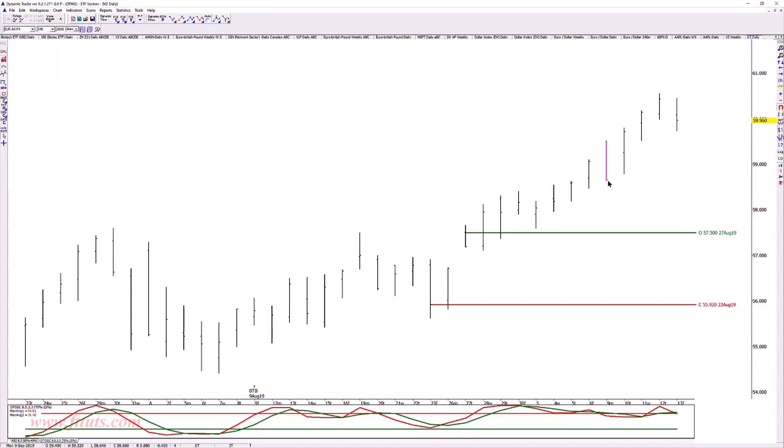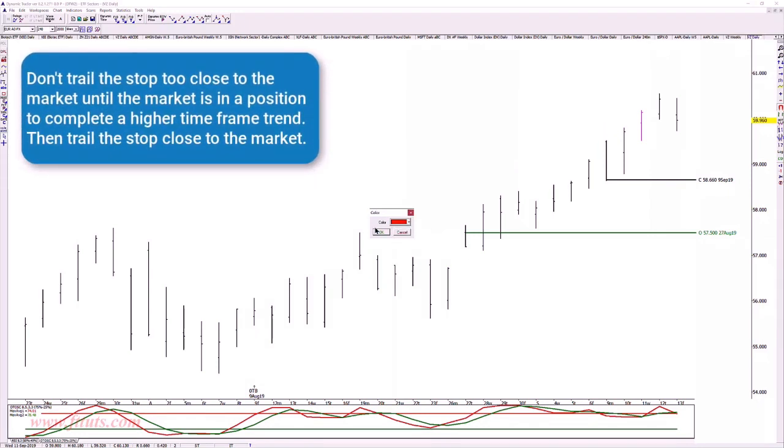We could do some price relationships and that sort of thing, but we've got to protect this position and basically guarantee we're going to make a small profit at least. So I'm going to adjust the stop to that point. And again, I don't want to bring it too close to the market until the market's in a position to complete a higher time frame reversal. So let's add some more data on the chart.